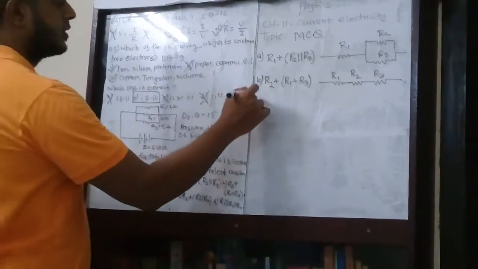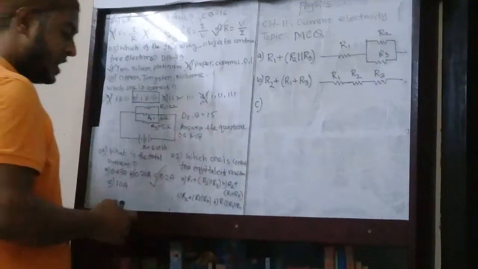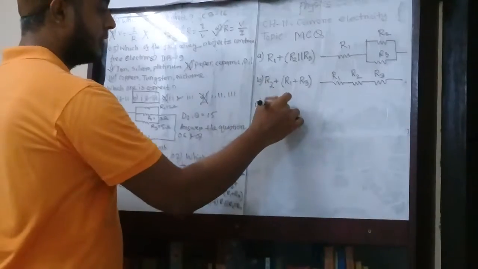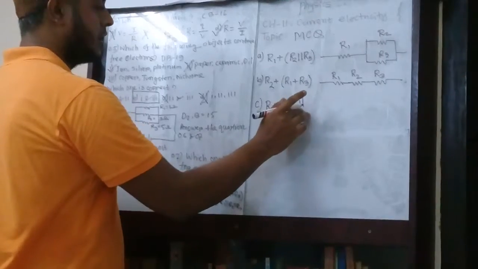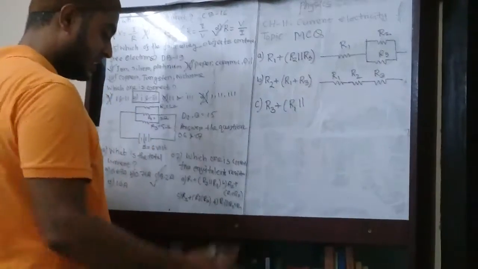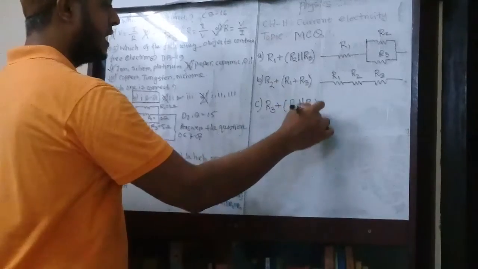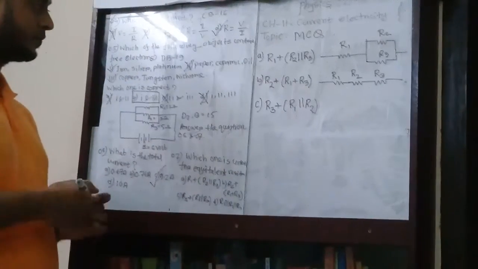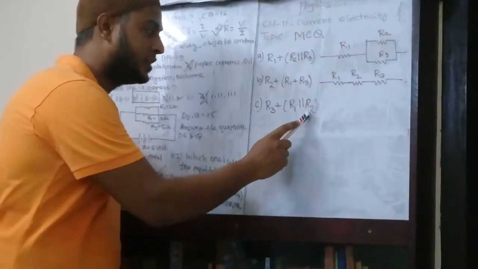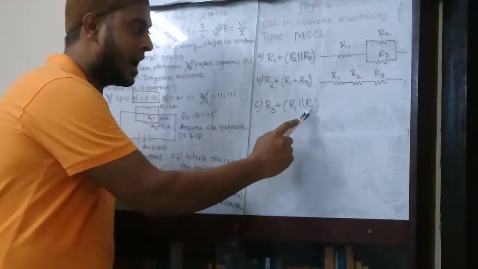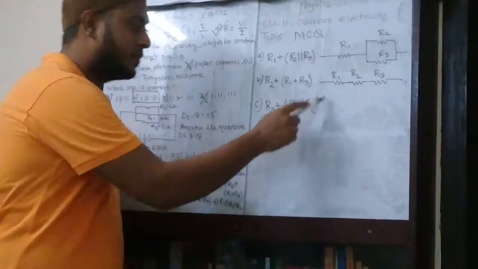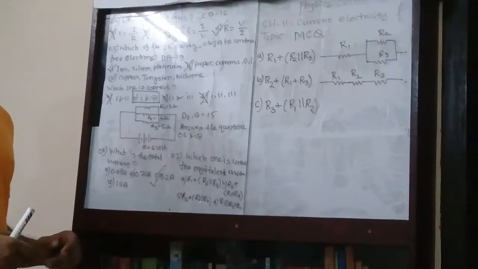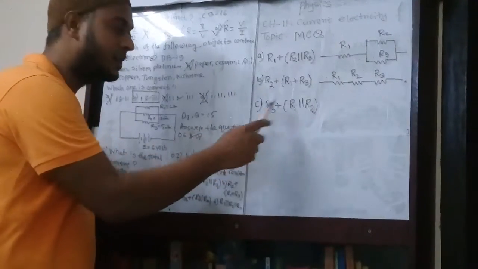Now, option number C. In option number C, the relation is R3 plus R1 parallel with R2. So this equation indicates that R1 and R2 are parallel. And this parallel combination is connected in series with R3.